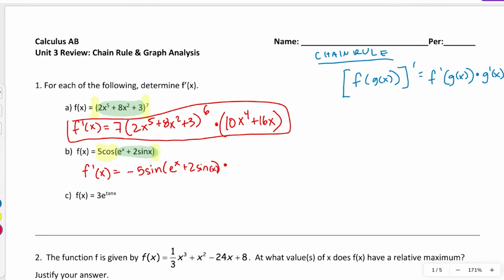times the derivative of what's on the inside. So I'm going to put that in parentheses. The derivative of e to the x is just e to the x, and the derivative of 2 sine x will be 2 cosine x.